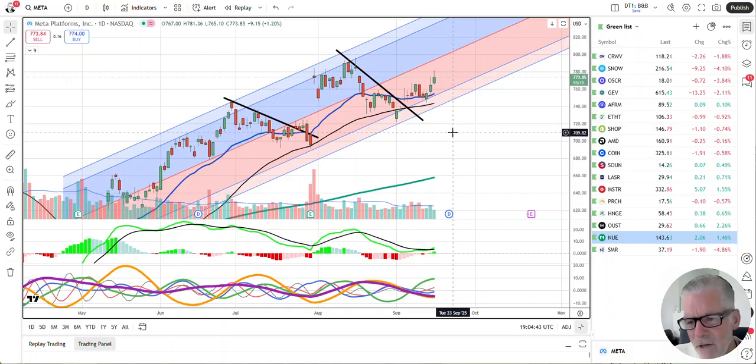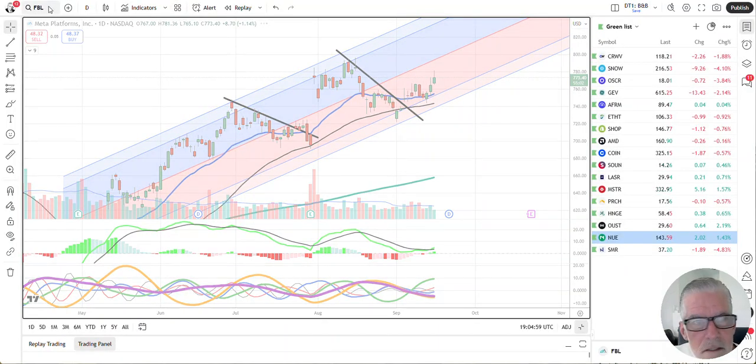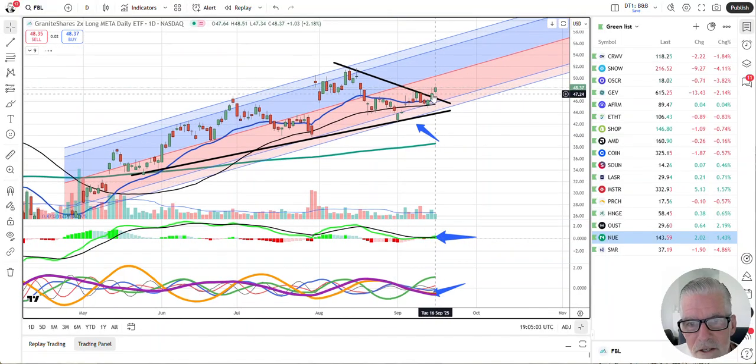I wouldn't go with calls right now because it could kind of cool off and go sideways for a couple of weeks, and then you're going to lose time value. But FBL, I think, is a buy. Your target is up here, of course, of around 7. Oh, let's do FBL. Your target, here's the breakout, right?